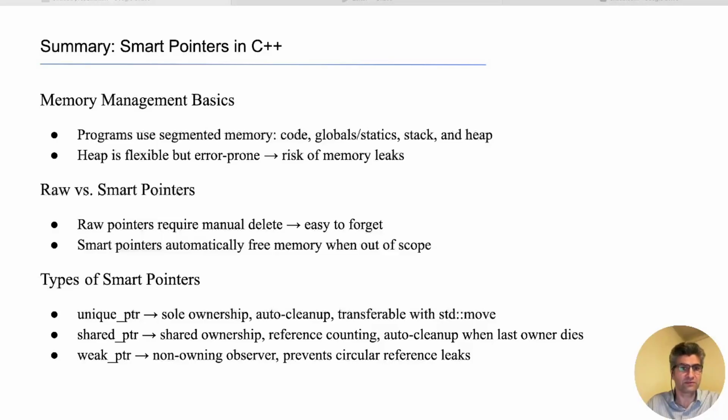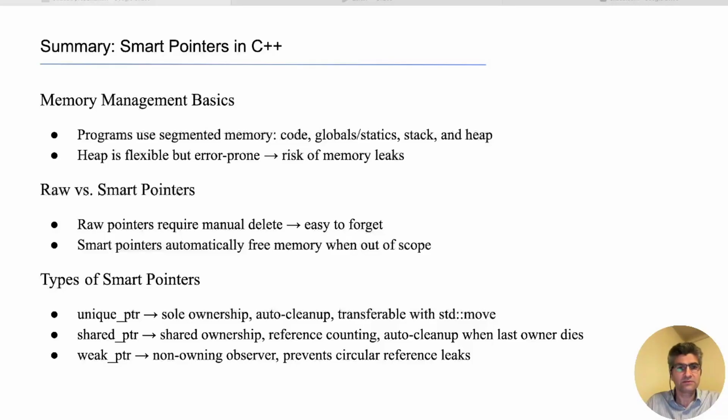Let's wrap up with a quick summary. We started by reviewing how memory is organized in C++, and we saw that the heap is flexible but also tricky because of memory leaks. Raw pointers give us power, but they also put the burden of cleaning up on us, which is easy to miss. The smart pointers solve this by automatically managing memory.